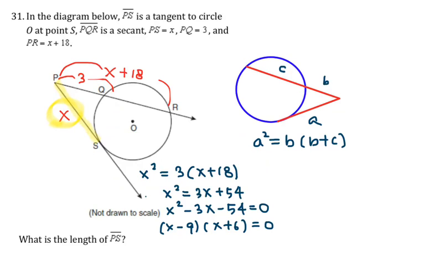So therefore, X must be equal to 9 from the first factor, or negative 6 from the second factor. But X here, which is the length of the line segment, cannot be negative, so negative 6 will be cancelled. Then what is PS? PS was equal to X, so PS would be equal to 9.